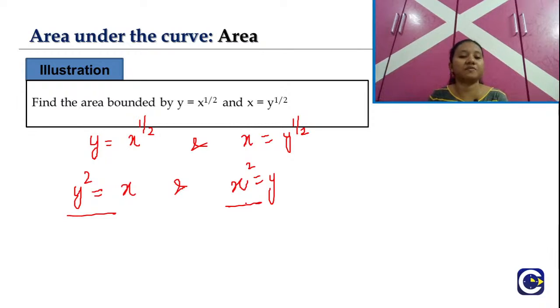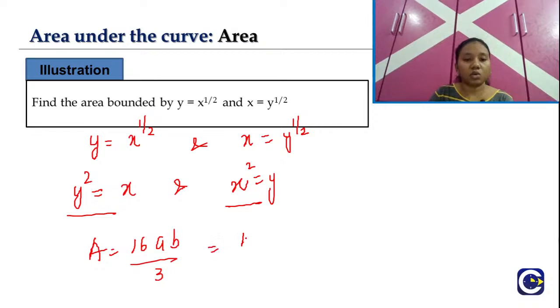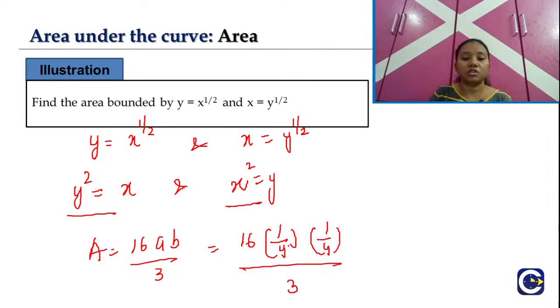So just now we have seen the formula for area bounded between two parabolas, that is given by 16AB by 3. So 16, what is the A value here, which is 1 by 4. And what is the B value here? It will be 1 by 4 again, and 3. So 4 times, and here both will get cancelled, which will be 1 by 3 square units.